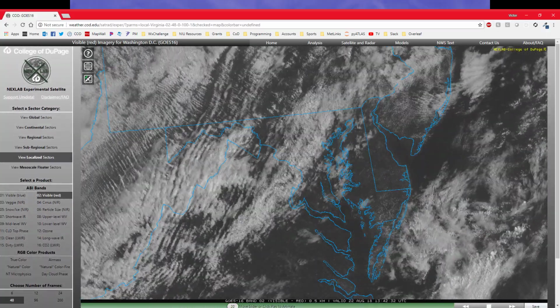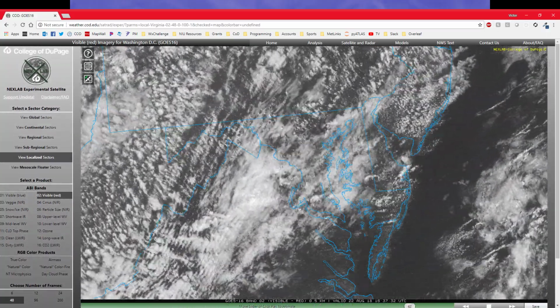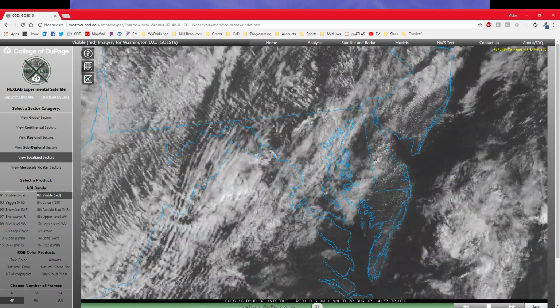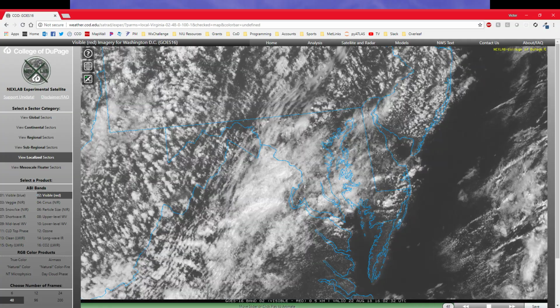So this is the visible channel, just looking at cloud patterns. You can actually see mountain waves going. As air goes over the mountains, the Appalachian Mountains, it creates these little ripples and waves. So pretty cool to see that.